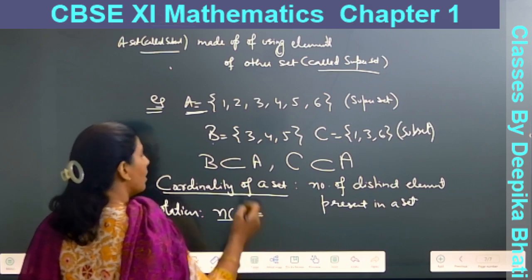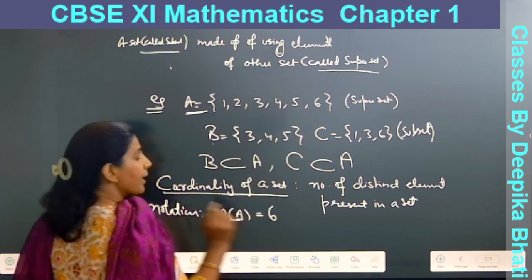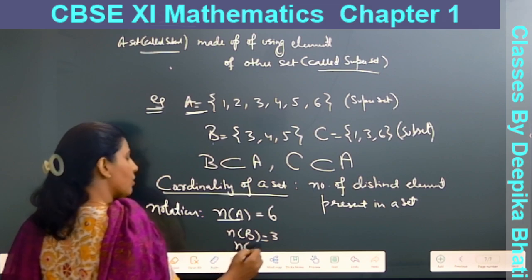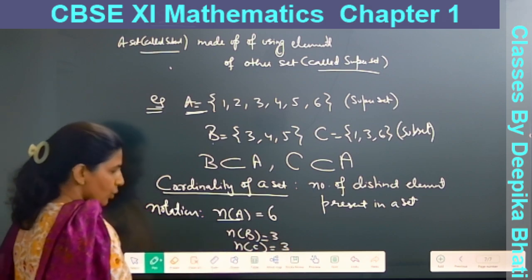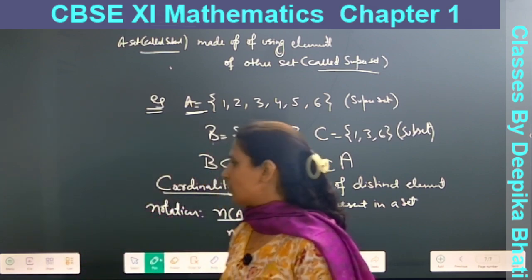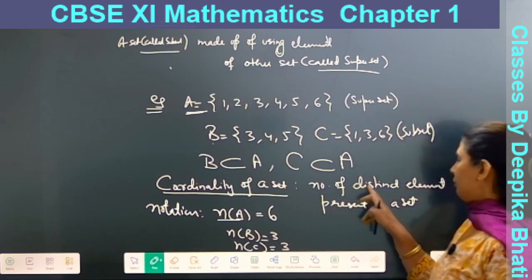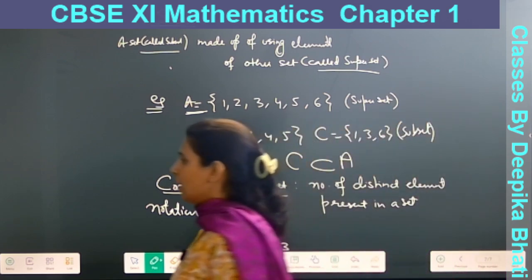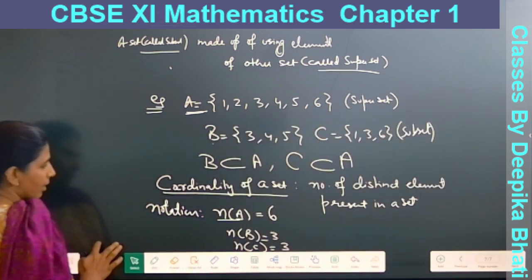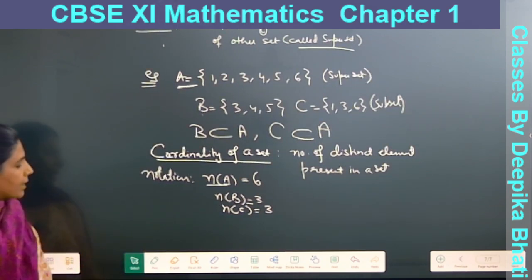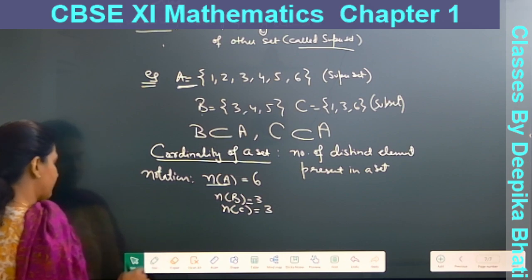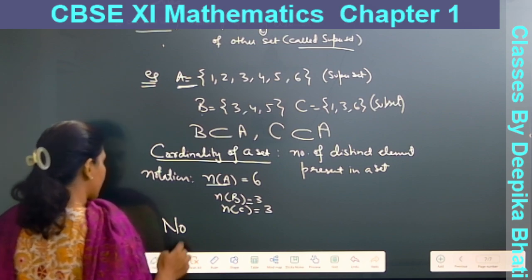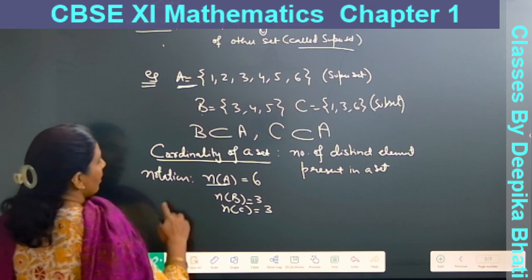This is 1, 2, 3, 6. The cardinality of set A is 6, the cardinality of set B is 3, the cardinality of set C is 3. So in this way we write the cardinality of any set. First of all, we need to take distinct elements. If some elements are repeated, we have to ignore the repetition before taking the final count. So this is the cardinality.